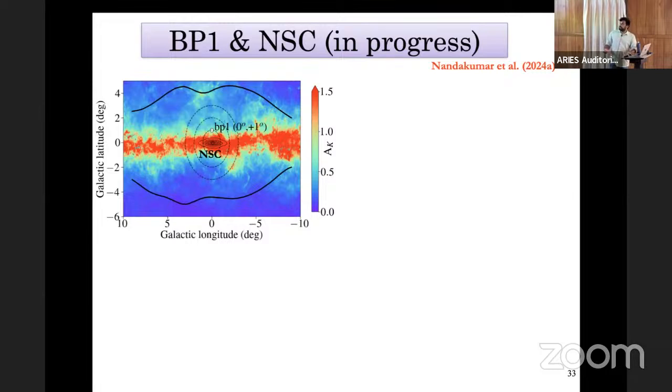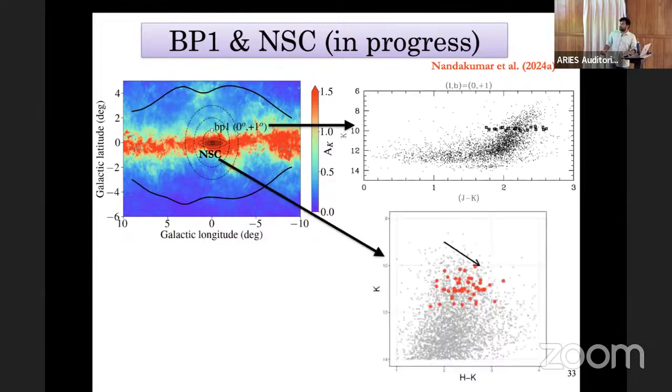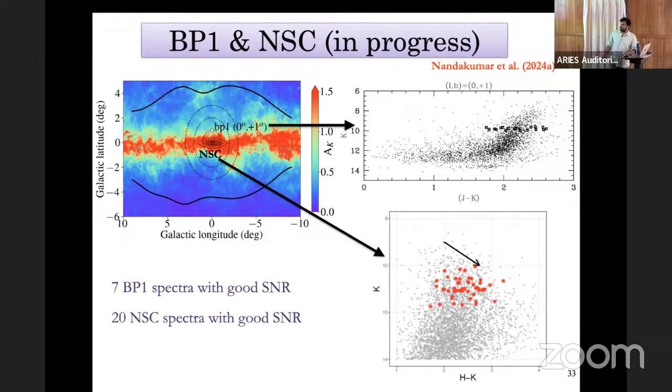But we observed stars in the inner part of the Milky Way at a latitude of +1 degree and longitude of 0 degrees, which is called the BP1, B+1 field. And for the nuclear star cluster, we also proposed observations of around 20 stars. This is how we selected the stars in the color magnitude diagram. For the BP1, around 10 or 11 stars, while for the NSC around 20 stars. 7 BP1 stars have been observed. 20 nuclear star cluster stars have been observed.